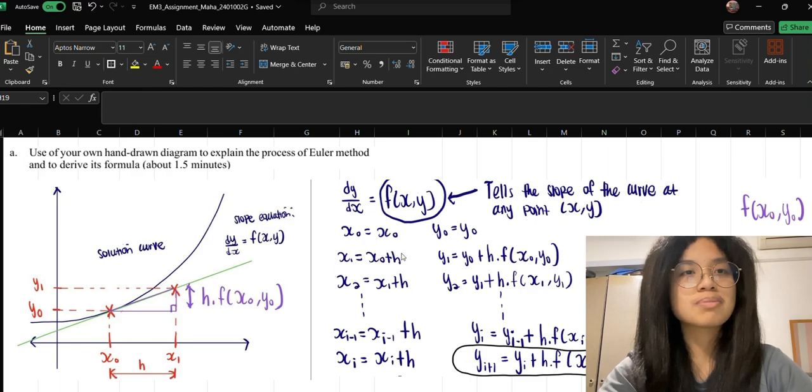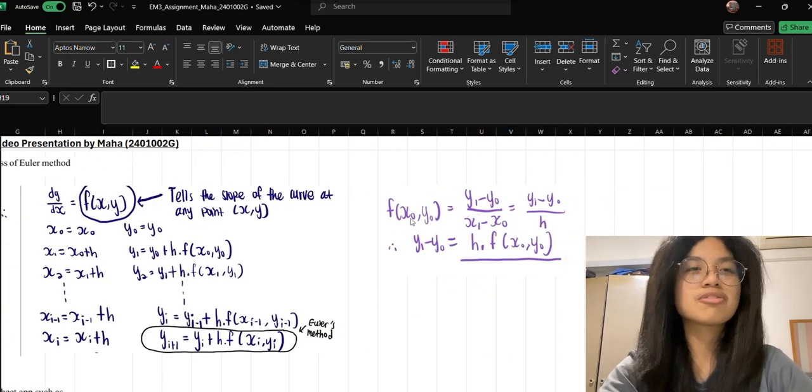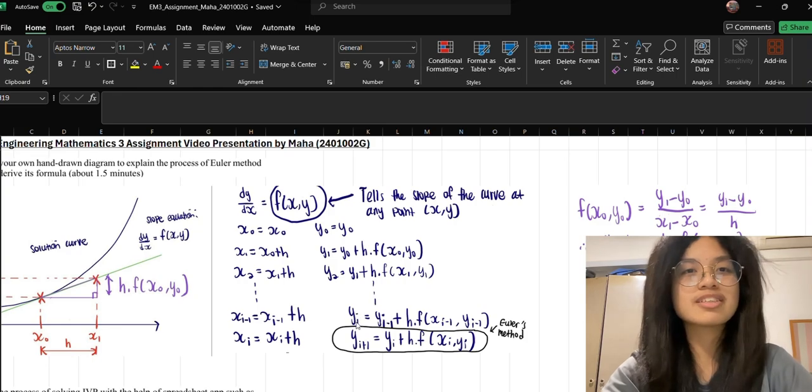x1 equals x0 plus h, where h is the step size, whereas for y1, it is y0 plus the rise from y0 to y1. Over here, the rise from y0 to y1 equals h times f(x0, y0). It is derived from the equation slope equals rise over run, with f(x0, y0) signifying the slope. Now that the rise value has been obtained, y1 equals y0 plus h times f(x0, y0).